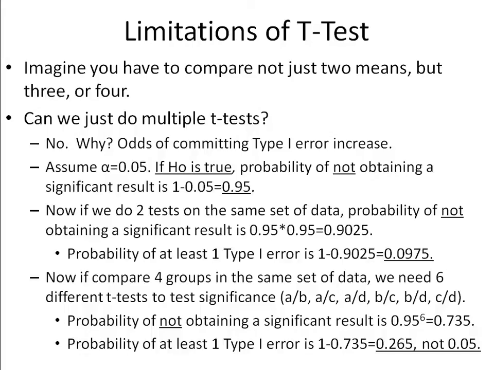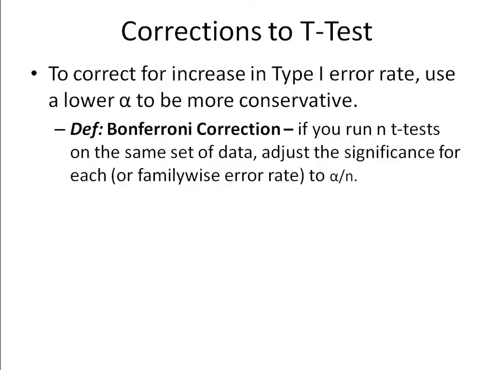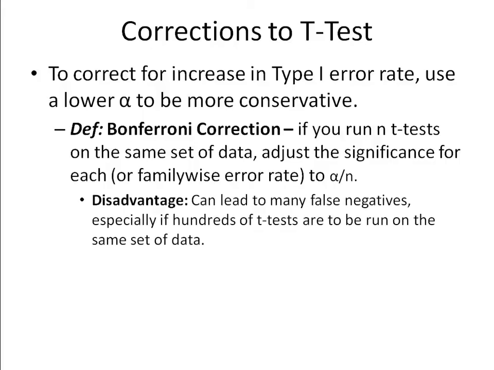So we need another way to be able to analyze our data set while keeping our significance level, or our alpha, fixed. So one way we can do that is to use a lower alpha to be more conservative. Instead of 0.05, we can use a lower one. And one way to do that is through what's called a Bonferroni correction, where, say, you run n tests on the same set of data, you adjust the significance for each test to alpha divided by n. So using that example earlier, we were running 6 different tests. We would set the significance for each test at alpha, which was 0.05, divided by n, which was 6. So the disadvantage of this is that it can lead to many false negatives, especially if you're running hundreds of t-tests on the same set of data, because your alpha rate just drops to next to nothing.